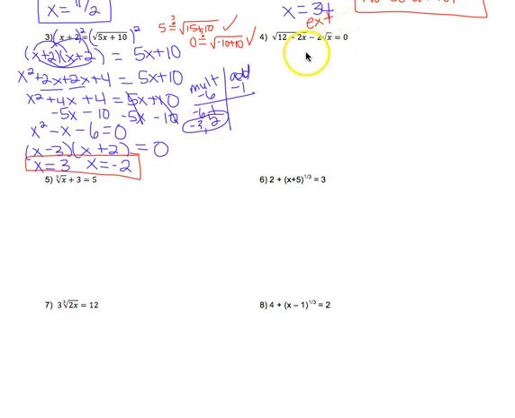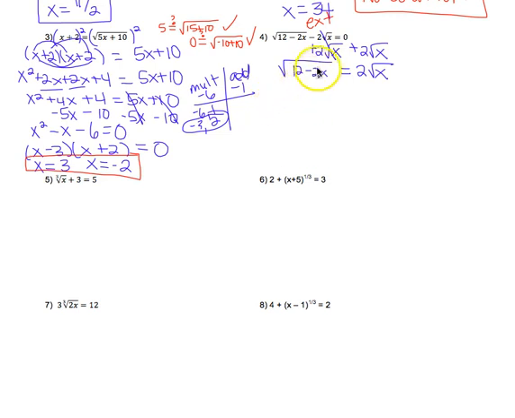All right, now this one is a little trickier because it's not a single radical problem. This one, I have 2 radical terms. When that happens to us, what you want to do is you want to get them on opposite sides. So I'm going to move this 2 radical x to the other side by adding it. So now I have square root of 12 minus 2x equals 2 radical x.